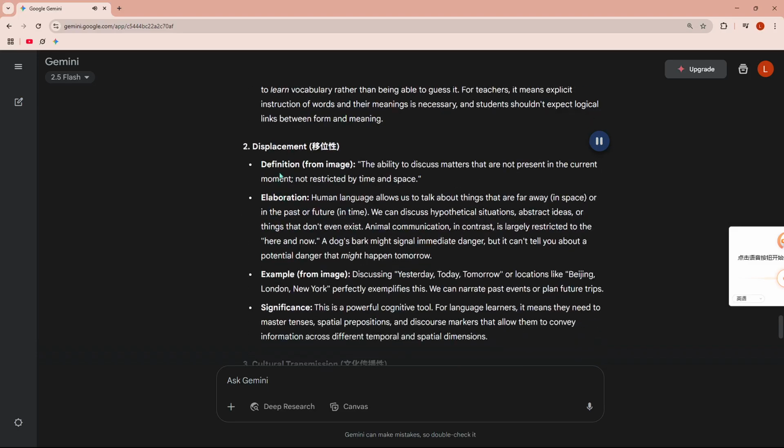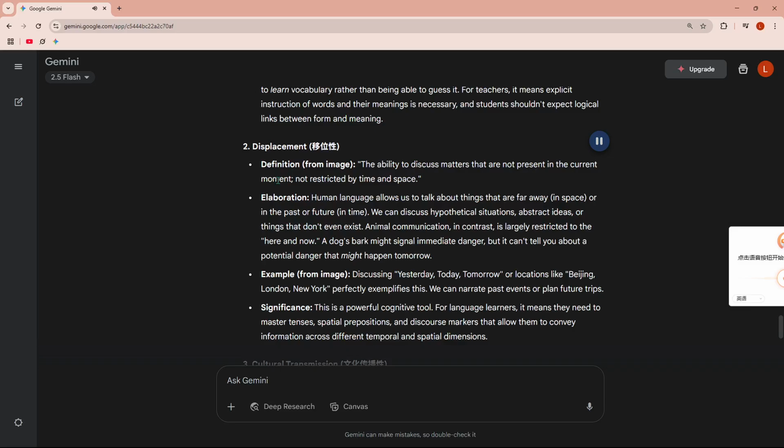2. Displacement, Yi Wei Xing. Definition, from image: the ability to discuss matters that are not present in the current moment, not restricted by time and space. Elaboration. Human language allows us to talk about things that are far away, in space, or in the past or future, in time. We can discuss hypothetical situations, abstract ideas, or things that don't even exist. Animal communication, in contrast, is largely restricted to the here and now. A dog's bark might signal immediate danger, but it can't tell you about a potential danger that might happen tomorrow.